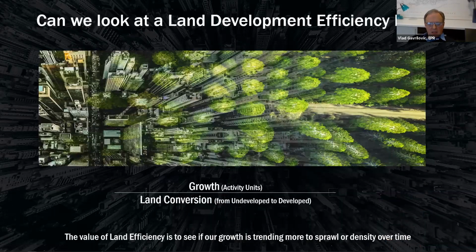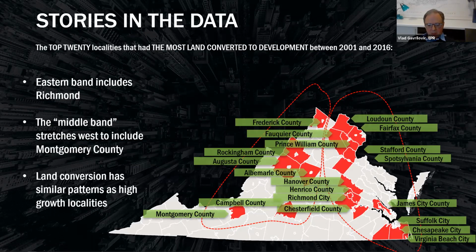Okay, so when you start mapping this, land conversion or land development is similar to high growth. You got your first fertile crescent here. Alexandria and Arlington have dropped out because they're growing up, not out. You know, they have growth, but they're not converting a lot of land. Notice that Hampton Roads localities are here, but not Norfolk or Portsmouth, or the kind of older cities. And then you've got the similar middle band: Rockingham, Augusta is in here now, Albemarle, Campbell, and all the way out to Montgomery County.